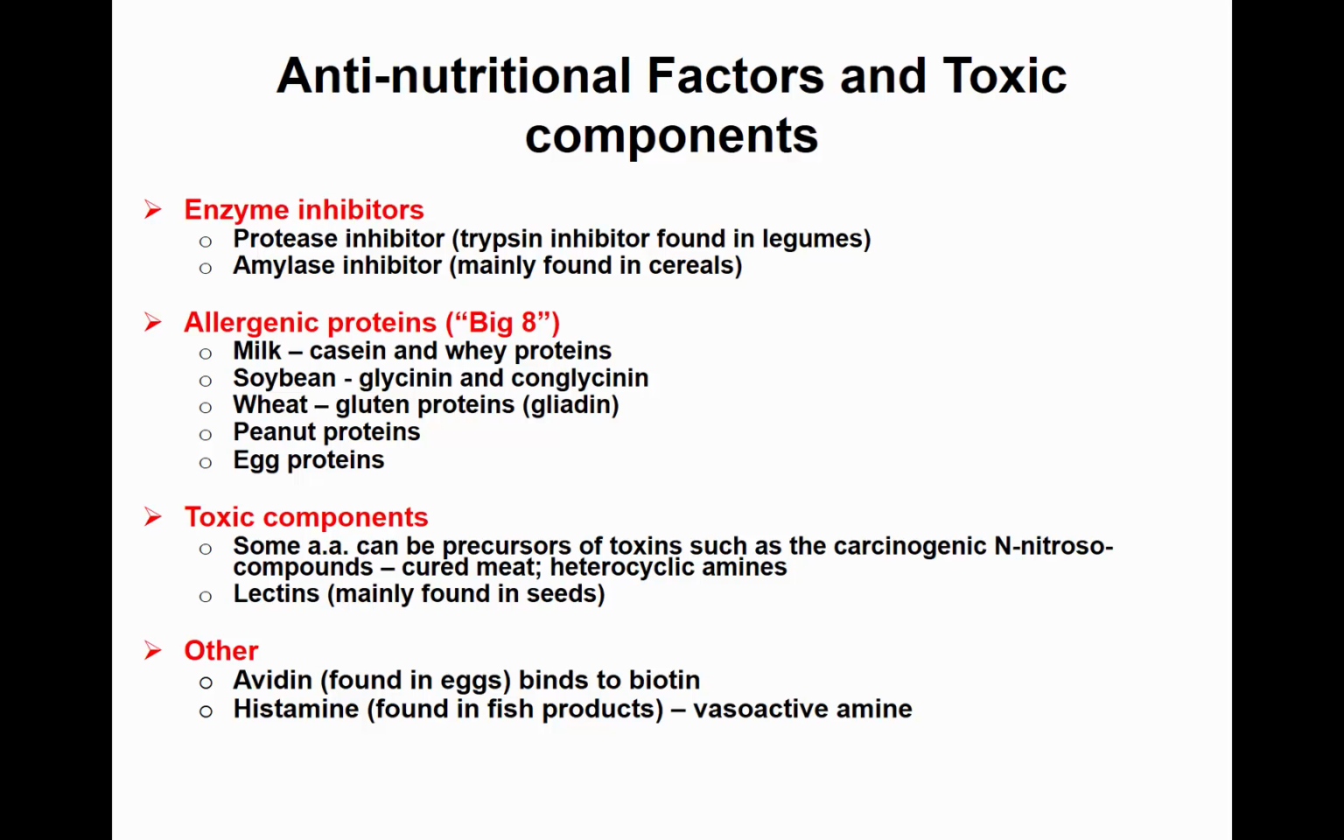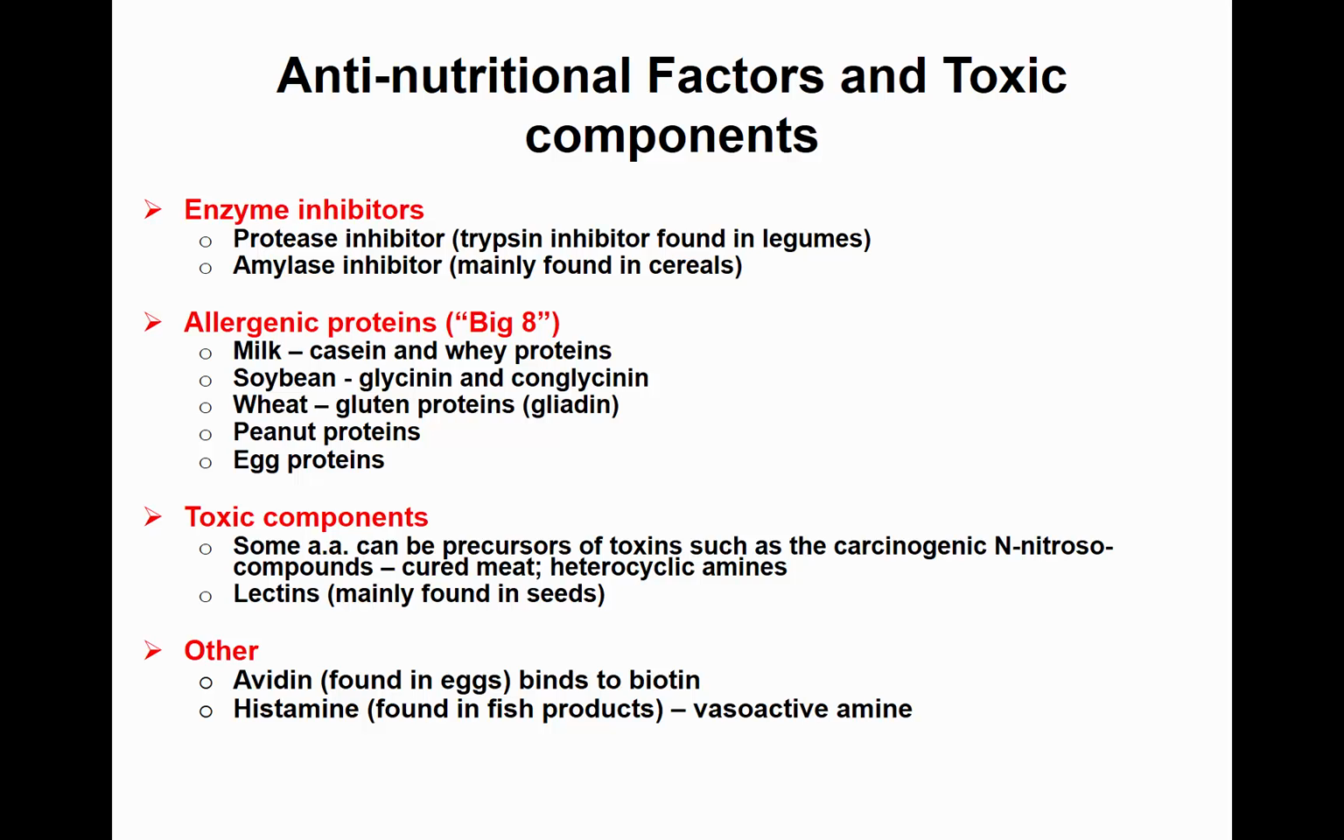Avidin, for example, is a protein found in eggs. It binds biotin, a vitamin, and renders it biologically unavailable. So if you have a deficiency in biotin, don't eat a lot of eggs with it, or eat a food source that is rich in biotin, or take supplements.